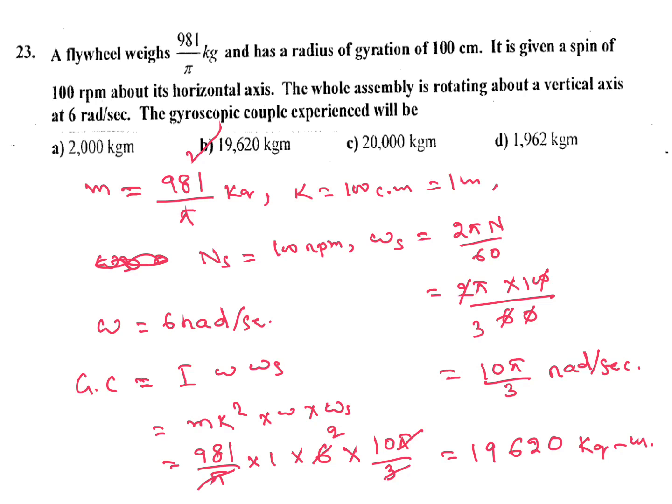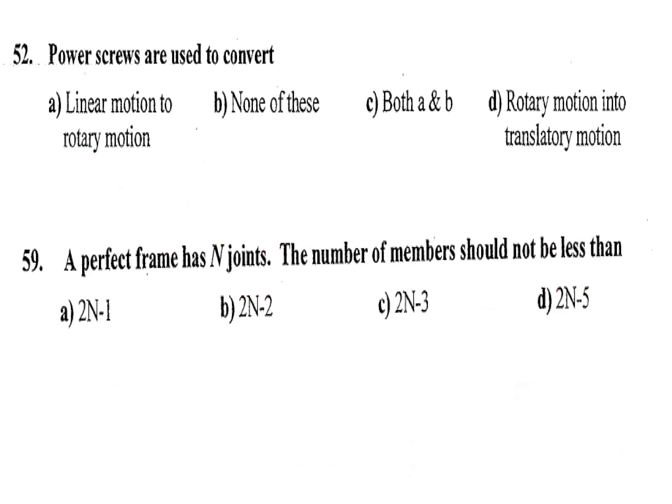Power screws are used to convert linear motion to rotary motion. B. None of these. C. Both A and B. D. Rotary motion into translatory motion. It converts rotary motion to translatory motion. If we rotate this one, it will go up and down in case of power screw. So D is our answer. In screw jack, we are rotating the arm and we are getting the translatory motion of the screw jack.